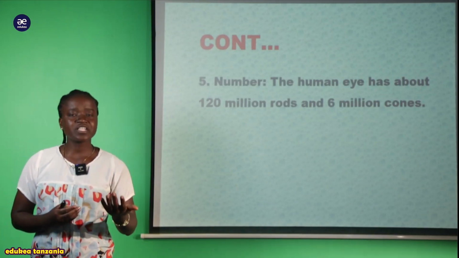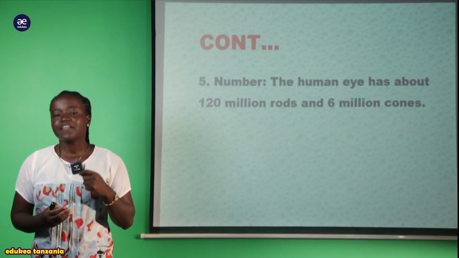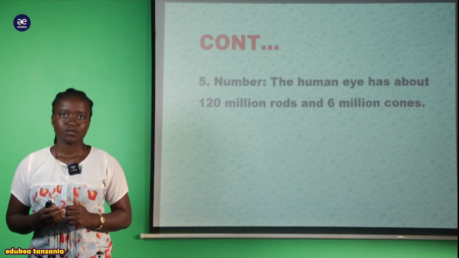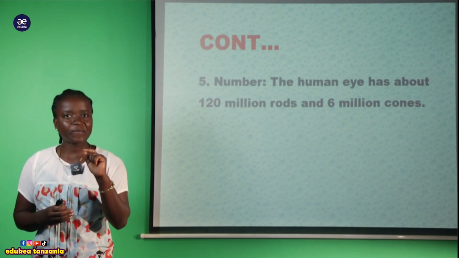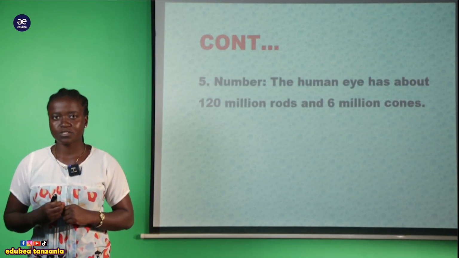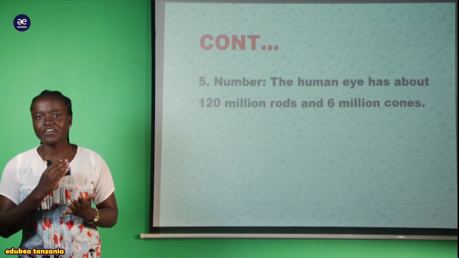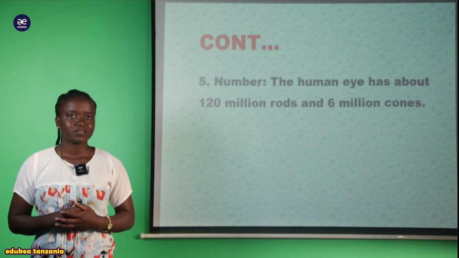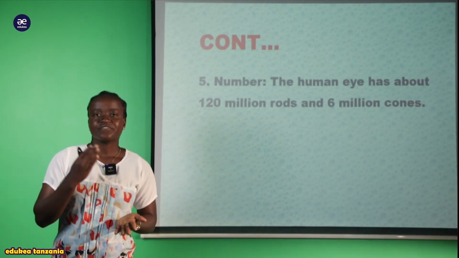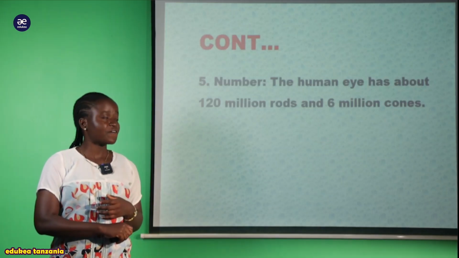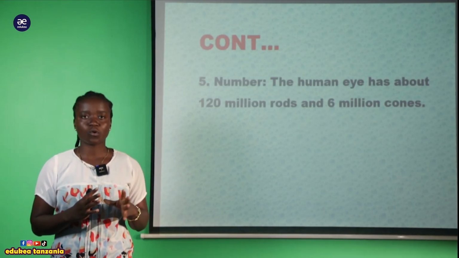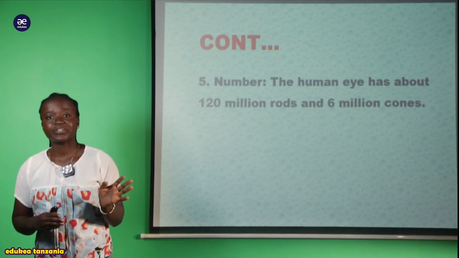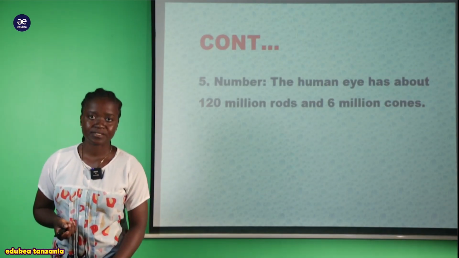That is, the rods which are found within the retina, they are about 120 millions. Lakini ukija ukiangalia the number of the cones which are found within the retina, they are 60 millions. So now you can see these cones which are found within the retina, they are few compared to the rods, since the rods are about 120 millions.